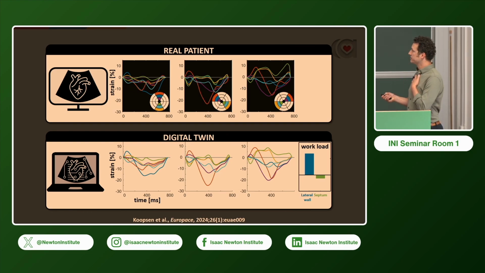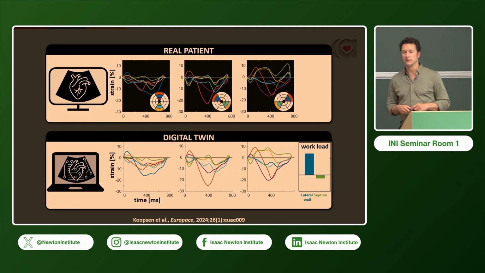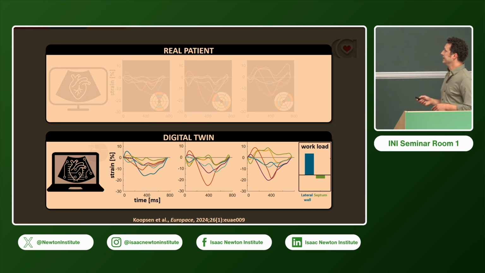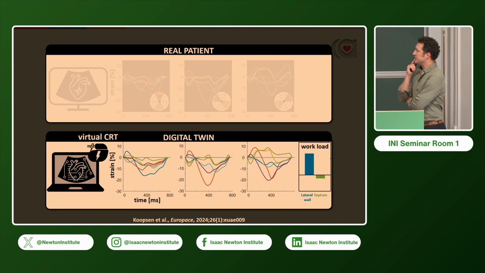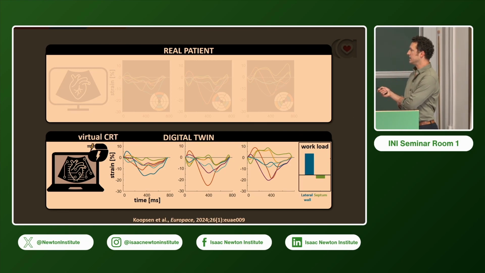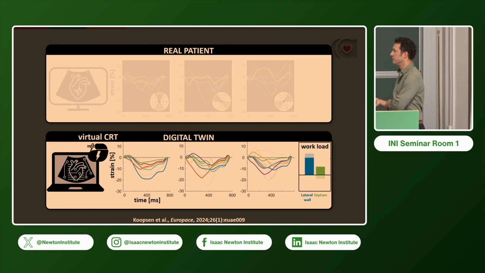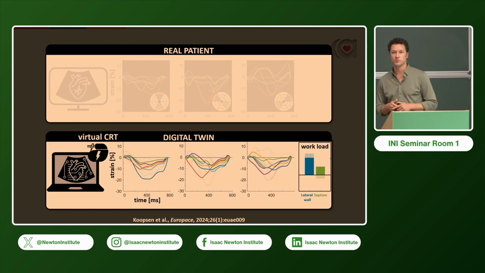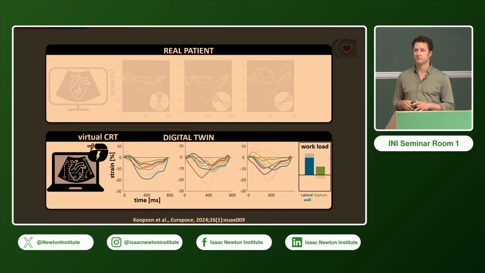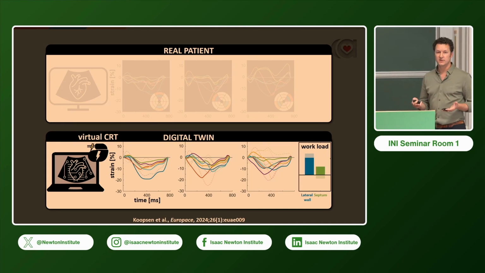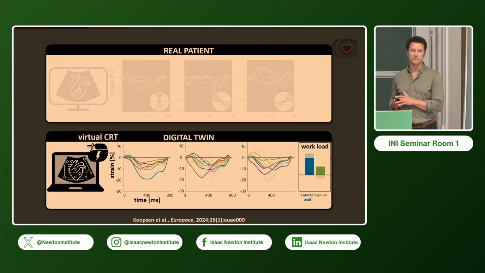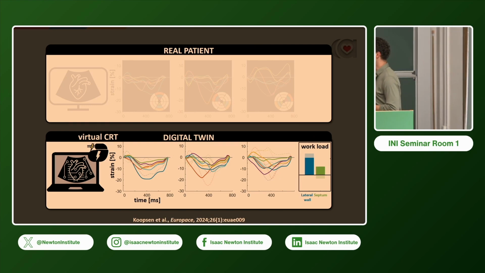Also, of course, in these baseline models, we see quite a heterogeneous workload, as you would expect in those patients. If you then apply virtual CRT in these digital twins, we see a homogenization of the mechanics, which you would expect. And that's mostly due to resynchronizing the mechanical delay. And the heterogeneity that is left is mostly the non-electrical substrates that you do not really treat with CRT.